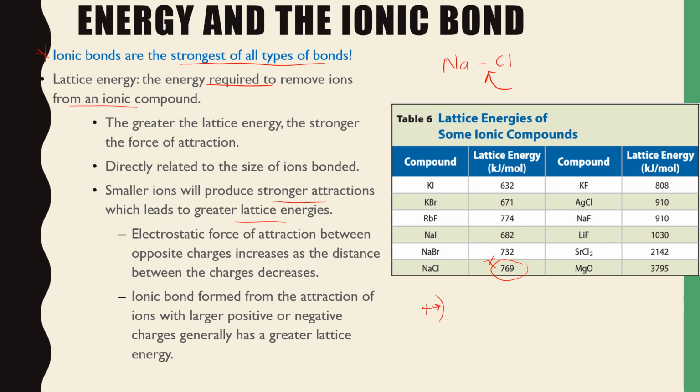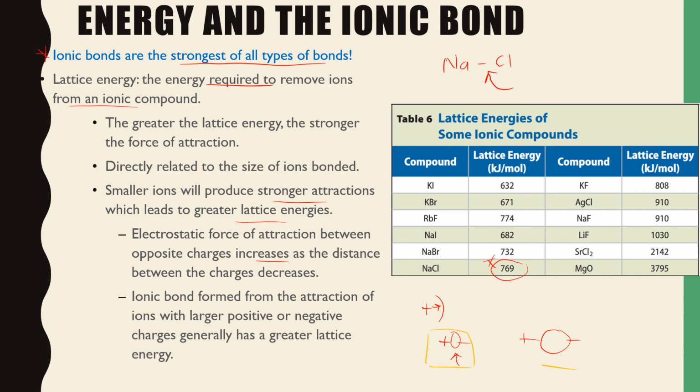Electrostatic force of attraction between opposite charges increases as the distance between the charges decreases. So the closer the positive and negative ion are, so I'm looking at this distance here versus, say, this distance here, this says that as the distance between the charges decreases, so here I've got a really short distance, the force of attraction increases. So this would be a stronger attractive force because they're closer than this. An ionic bond formed from the attraction of ions with larger positive or negative charges generally has a greater lattice energy.